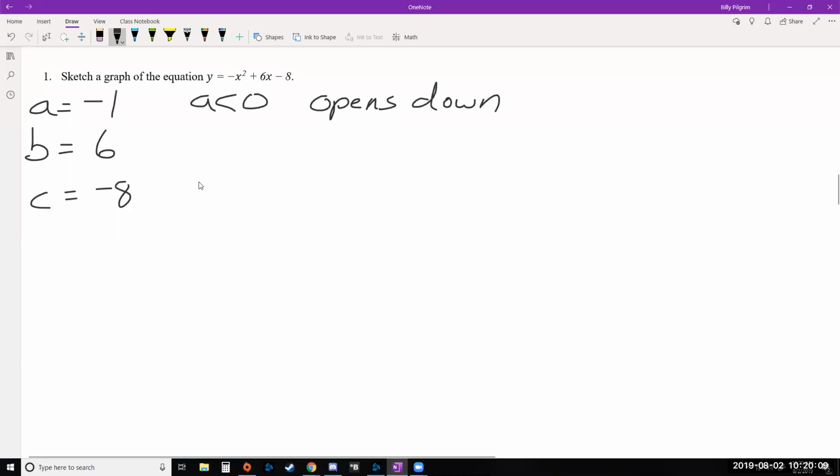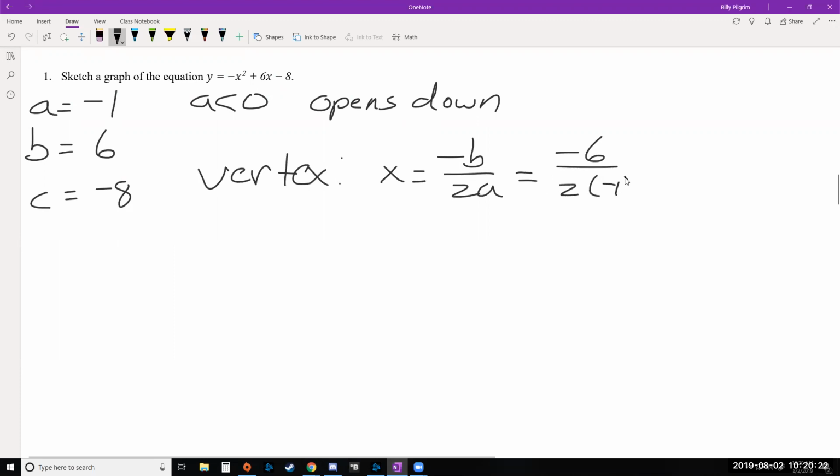Next thing we want to find is the vertex. We know the vertex occurs at x equals minus b over 2a. In this case, minus b would be minus 6 over 2a would be 2 times negative 1. So we get negative 6 over negative 2, which simplifies to positive 3.